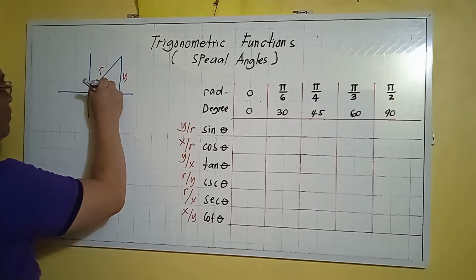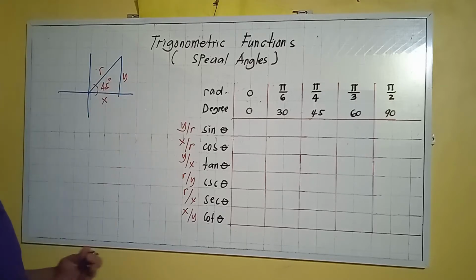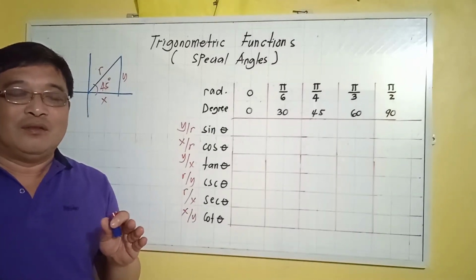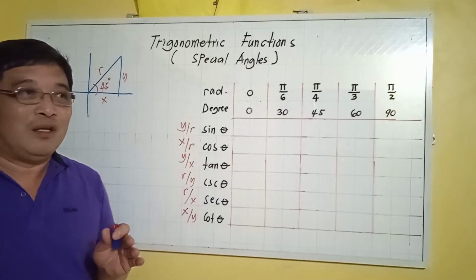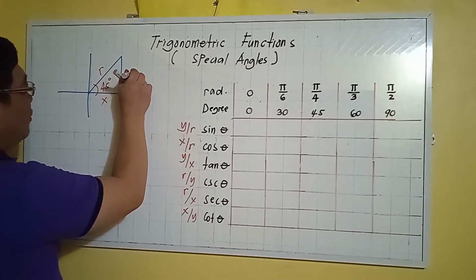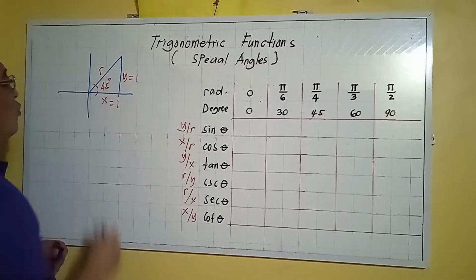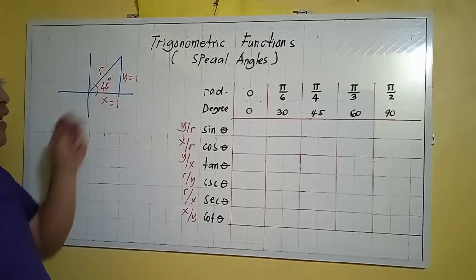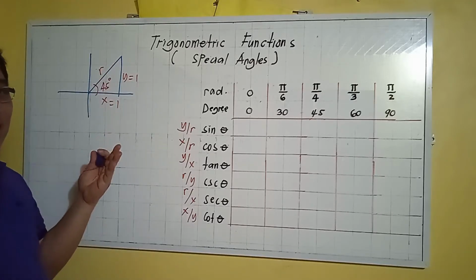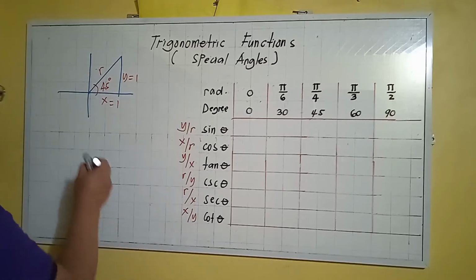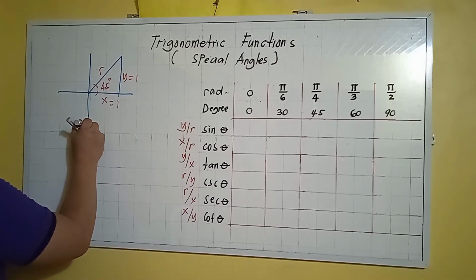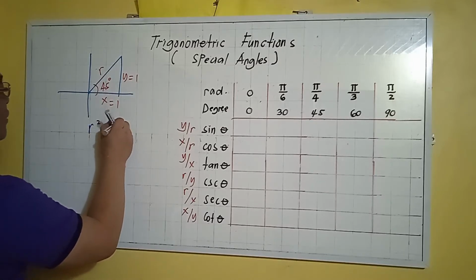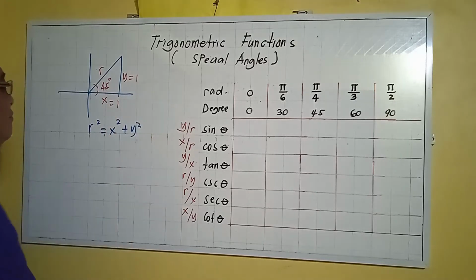So, if this is 45 degrees, isa sa mga dimensions na makukuha mo pag 45 degrees is yung dalawang side, which is not the hypotenuse, is always equal. Ang ibig sabihin, if y is equals to 1, x is equals to 1. So, in that case, we have a 45, 45, and 90 degree triangle. Now, para makuha natin yung r, we need the aid of Pythagorean theorem. So, r square is equals to x square plus y square.